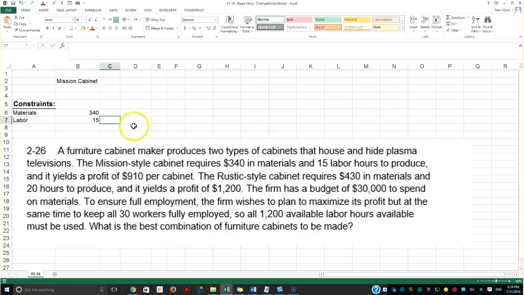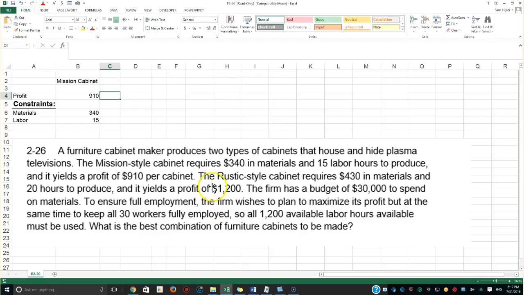So when we talk about the profits, let's put that here, the profit, which is really the objective function. It's going to be the function, 910 multiplied by x plus whatever the coefficient is for the y variable. So the 910 is the coefficient of the x variable, which in this case is the mission cabinet. So we're still talking about the mission cabinets.